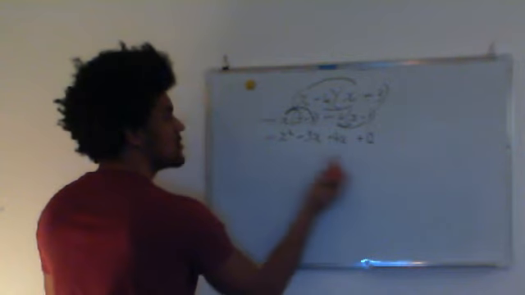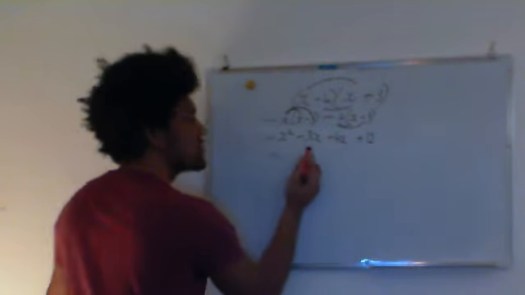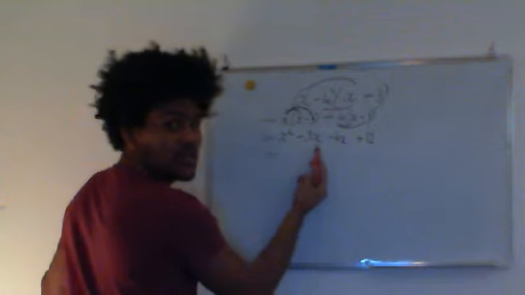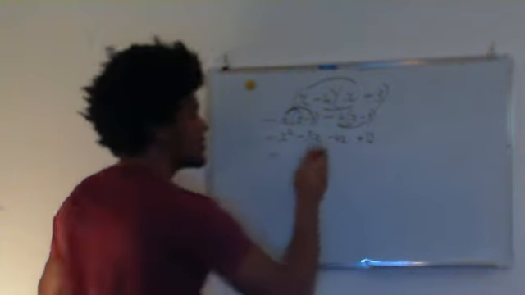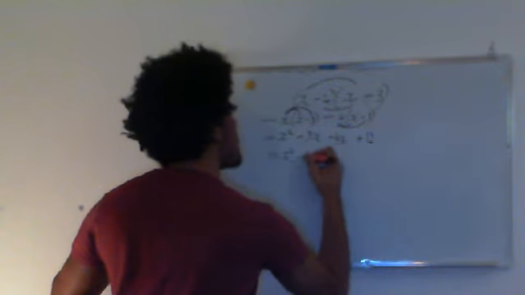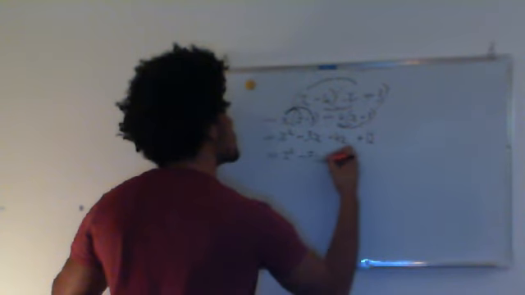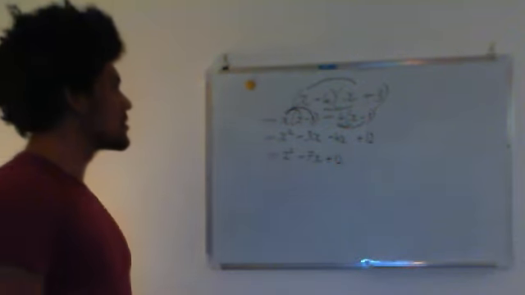Simplify these two by combining them, so it's going to be minus 4 minus 3, so you're taking away 3 from minus 4, so it's going to go minus 7x plus 12.